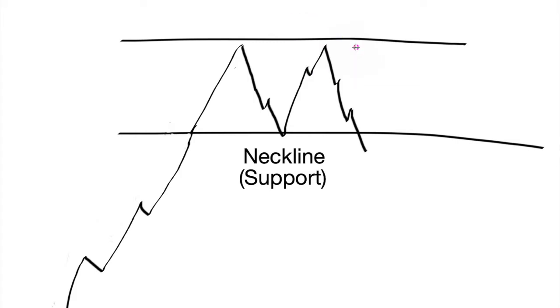So the indication that there might be a successful and tradable double top pattern will be when the stock reverses and goes back down and breaks through the support level or neckline of the previous pullback, which is here. And just below the neckline here is where you'll want to enter the trade with a short position.